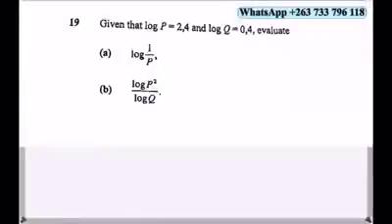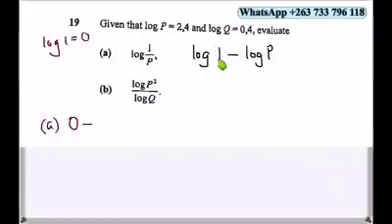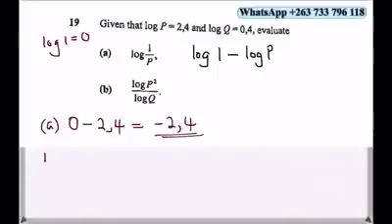Then on number 19, given that log p is equal to 2,4 and log q is equal to 0,4, evaluate log 1 over p. So if we have a log where the values are dividing, we subtract the logs, so it's log 1 minus log p. Log 1 is known to be 0, then minus log p, which is 2,4, so it's 0 minus 2,4, which is minus 2,4.